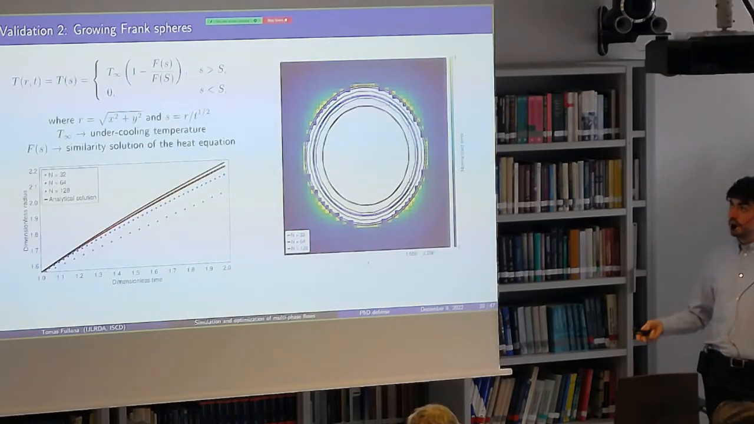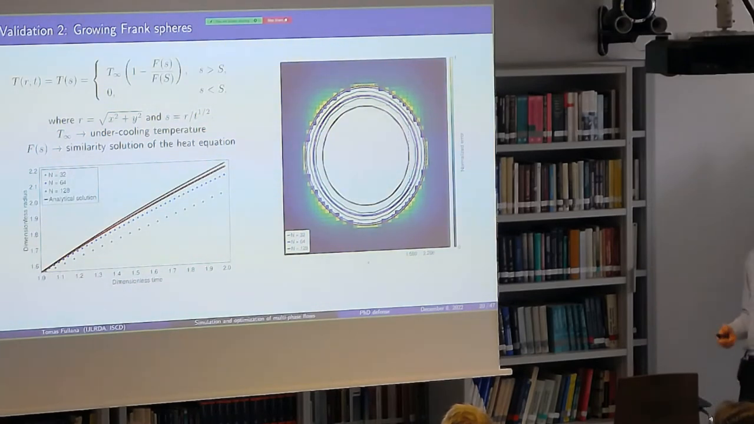Now, the second case is the growing Frank sphere. Here we initialize a circle in an undercooled liquid bath, and it will grow in a symmetric fashion. It also has an analytical solution, which is basically a similarity solution of the heat equation. So if we plot, for example, the radius as a function of time, we can see that it converges towards the analytical solution as we increase the grid refinement.